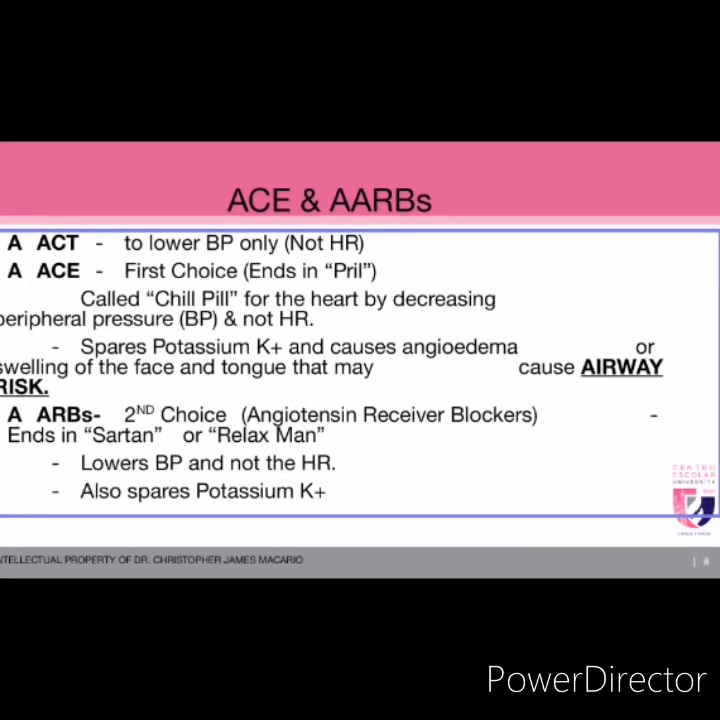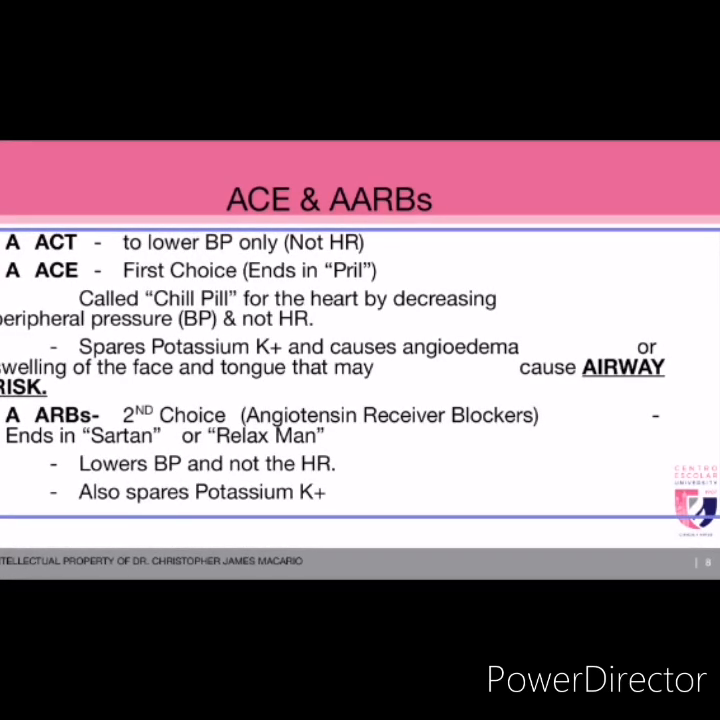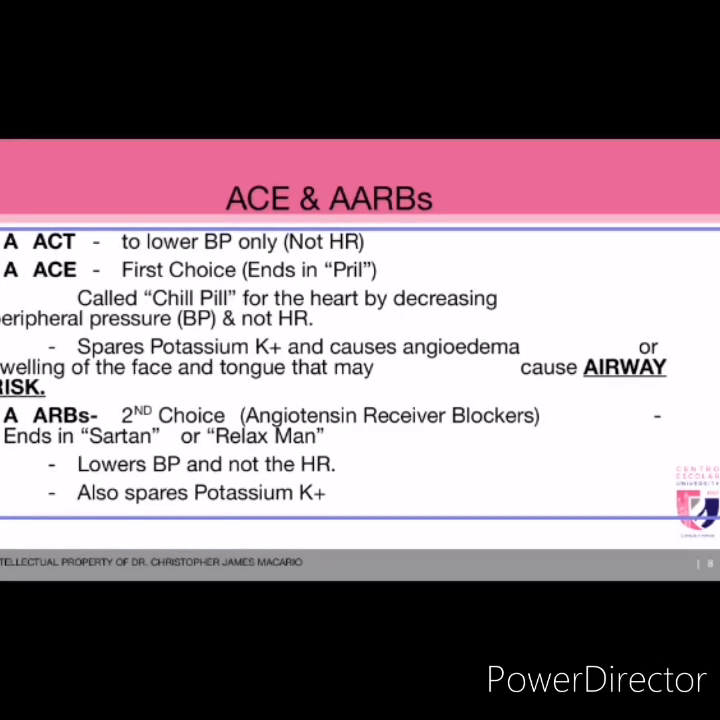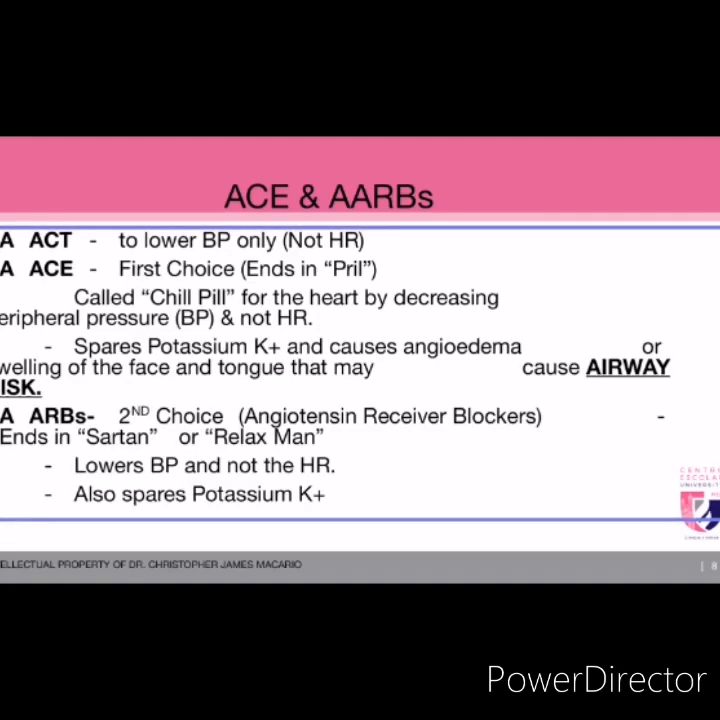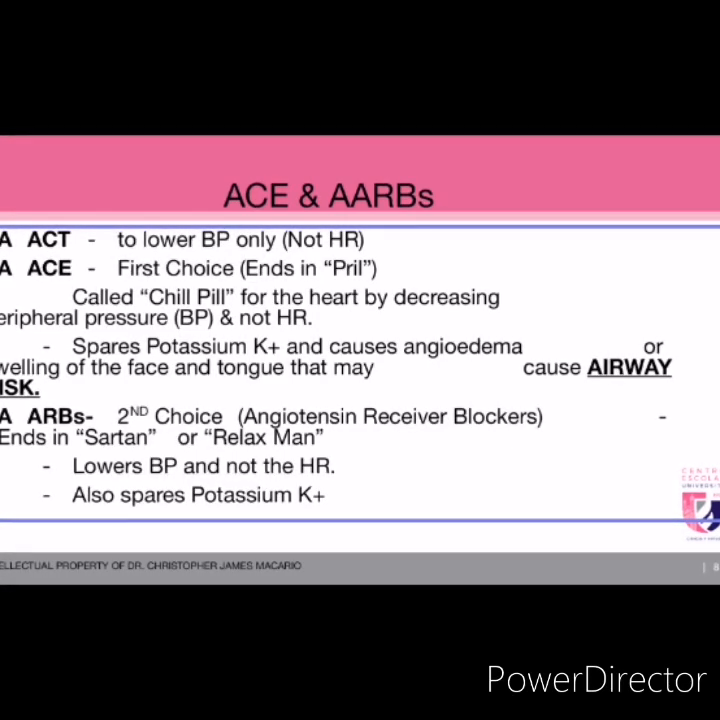Angiotensin receptor blockers usually end in sartan, for example, losartan. Losartan, to remember what it does, it relaxes the heart. It lowers the blood pressure and not the HR. And it also spares potassium.